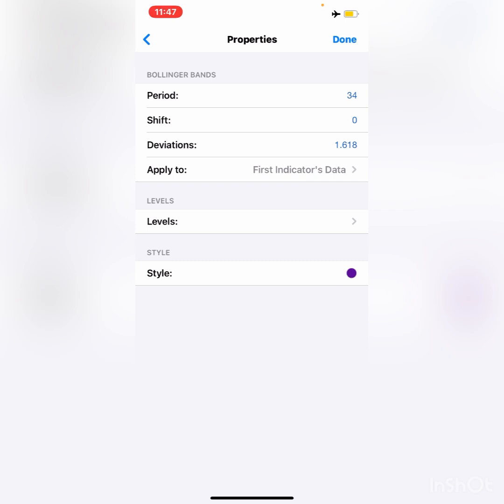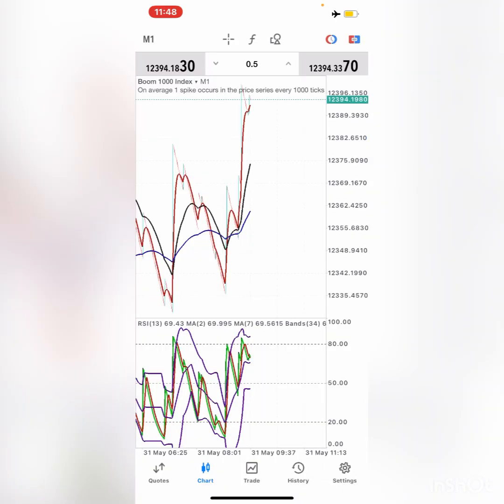And then we also need to add to our indicator window 1 the Bollinger Bands to sum up our TDI. And these Bollinger Bands will have the following properties: a period of 34, a shift of 0, deviations of 1.618, apply to first indicators data this time, right? And then the color is purple, or you can pick any color of your choice, then done. And now you can see those Bollinger Bands across our charts.